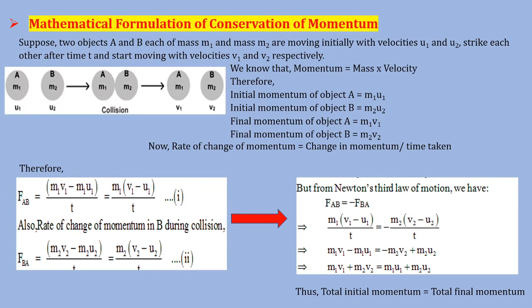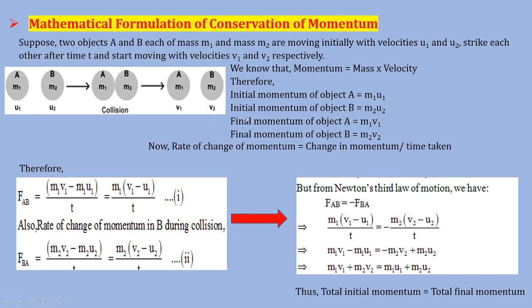The mathematical formulation of conservation of momentum. Now let us suppose two objects A and B of mass m1 and m2. They are moving initially with velocities u1 and u2. They strike each other after time t. This is the collision moment, and they start moving with velocities v1 and v2 respectively. That means m1 after collision attains a velocity of v1, and m2 after collision attains a velocity of v2.